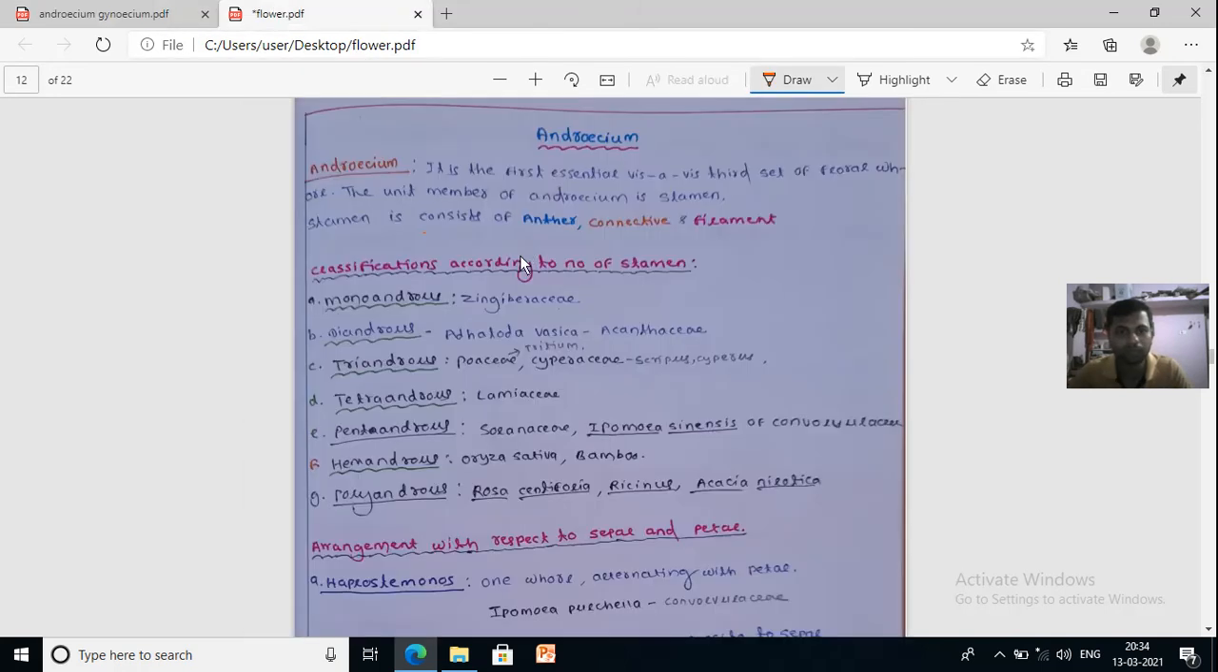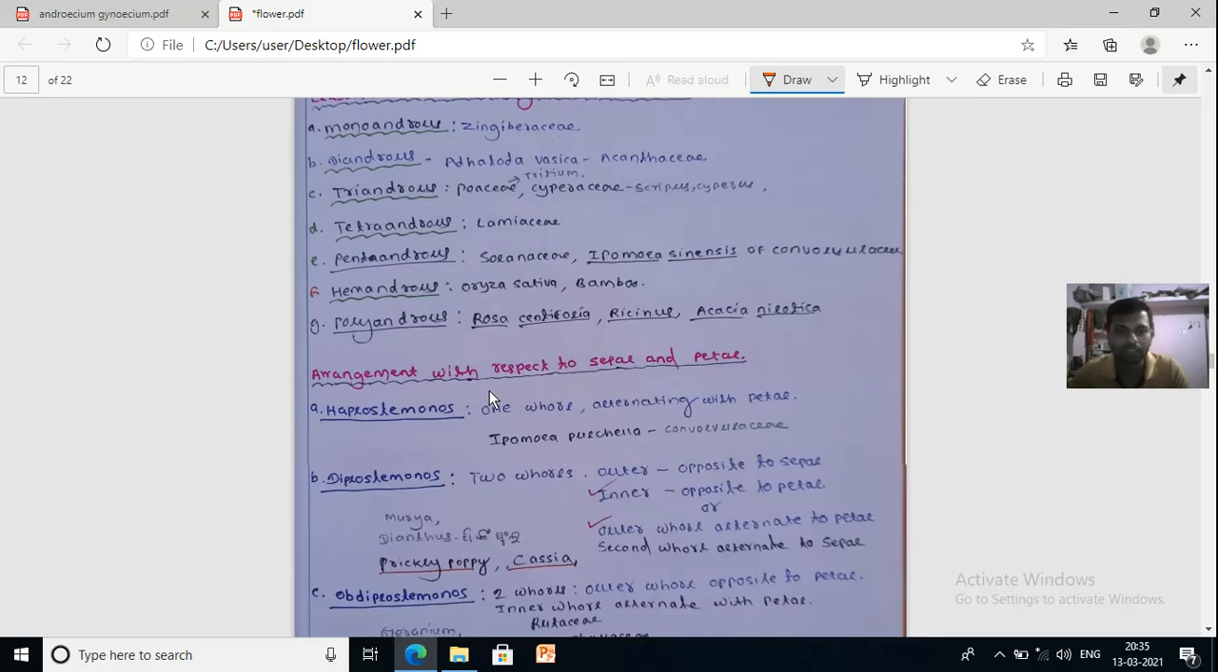Now come to the classification according to the number of stamens. The flower may be monoandrous, having only one stamen, like Zingiberaceae. Diandrous, that is two stamens. Triandrous, it is the characteristic feature of Poaceae. Tetraandrous, that is Lamiaceae, like Ocimum sanctum. Pentaandrous, Solanaceae. Hexaandrous, like Bamboo. Polyandrous, Rosaceae, Euphorbiaceae, etc.